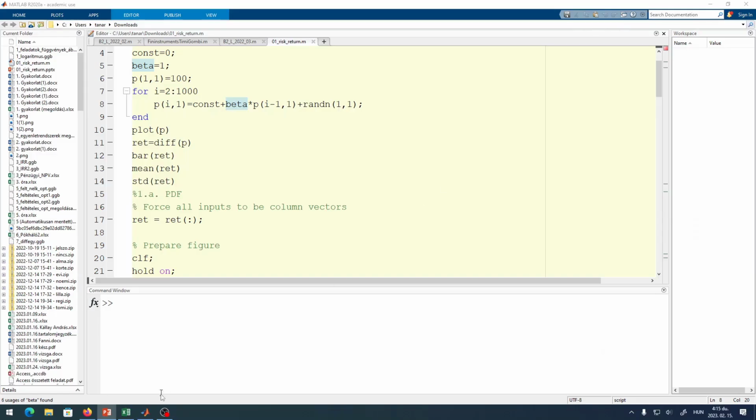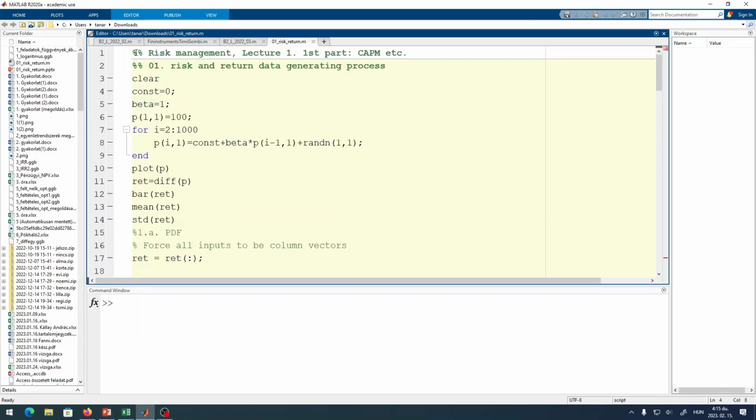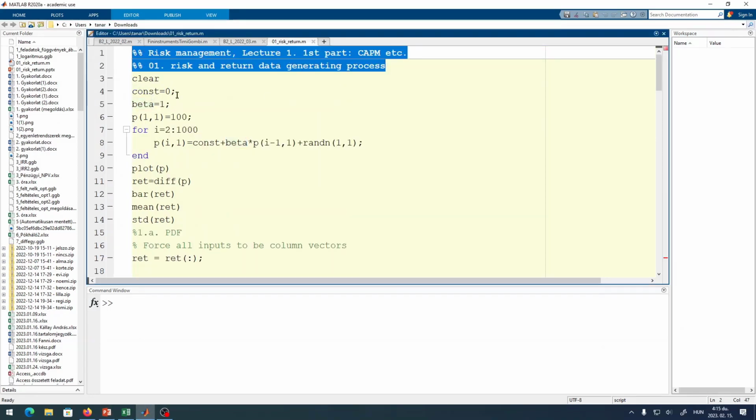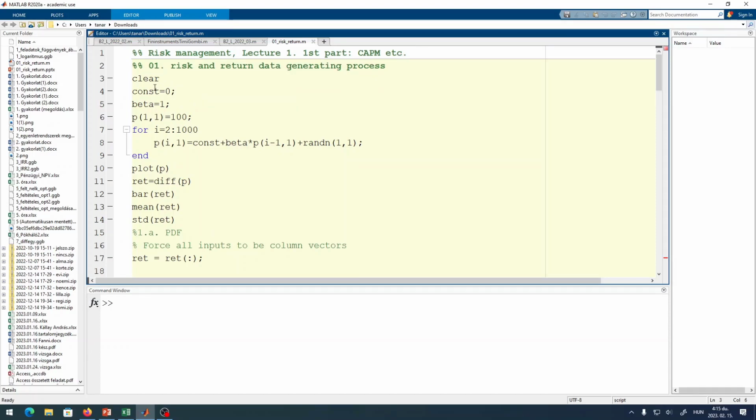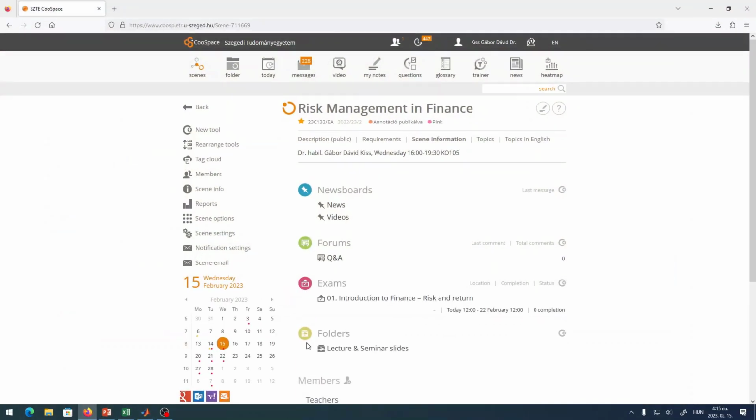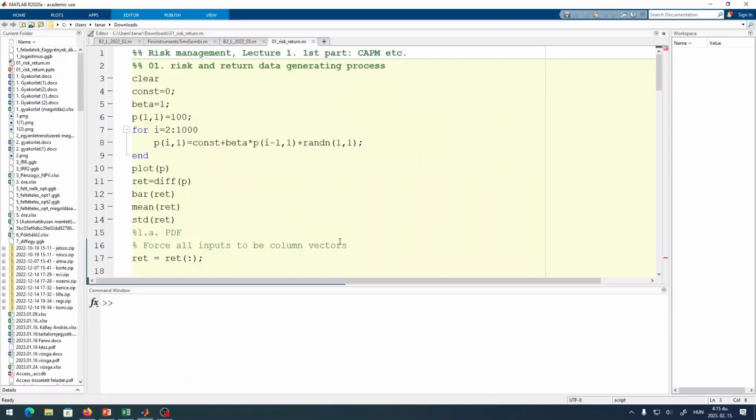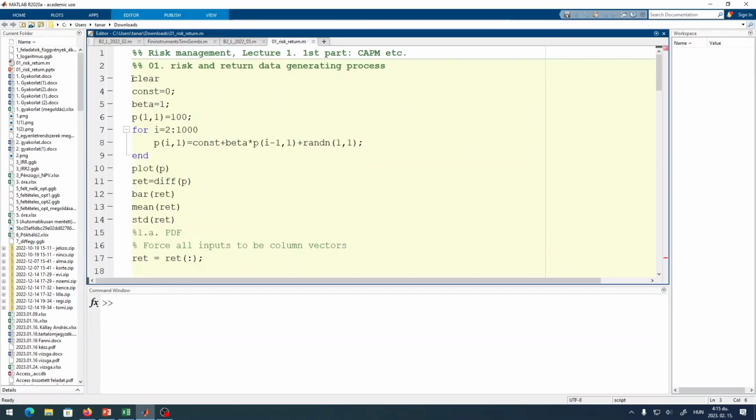Oh, sorry. Now I can have Matlab. You can download it from CodeSpace or at the seminar part. You have it, and you can remember Matlab from the last semester.